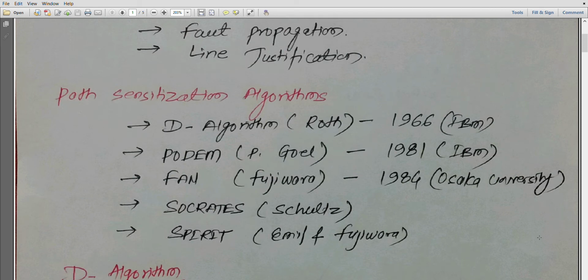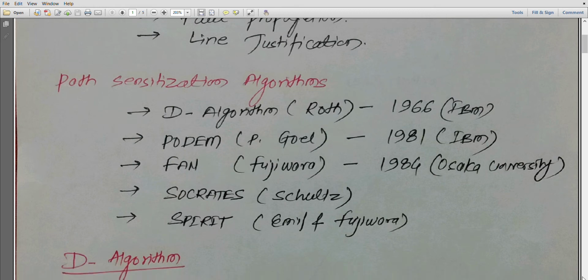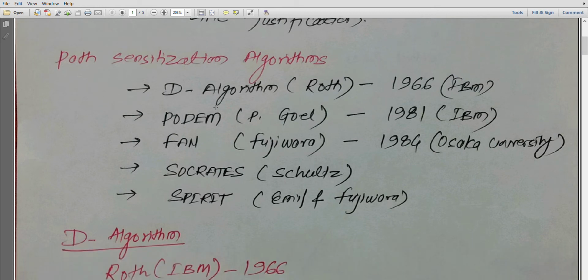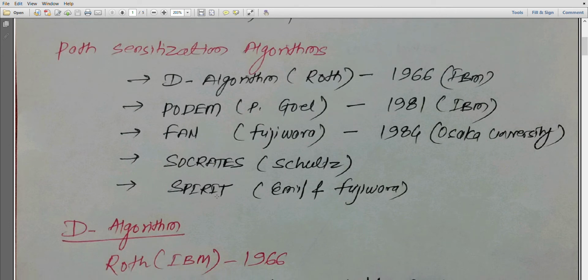He was at IBM, and then another method known as PODEM by Goyal was developed in 1981, again at IBM, and then FAN by Fujiwara from Osaka University. He again suggested some changes and developed an algorithm known as FAN in 1984. So these two, PODEM and FAN, are very popular in the ATPG generation scheme, and these are nothing but advancements of the D algorithm that we are going to discuss in today's lecture. Other algorithms are also there, Socrates and Spirit.